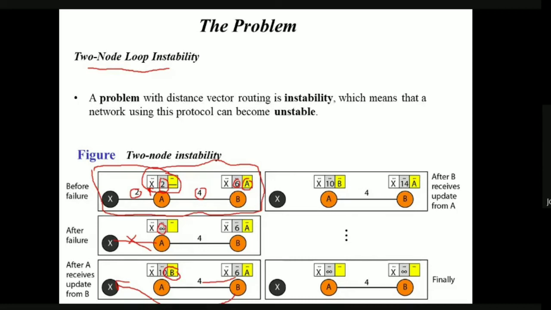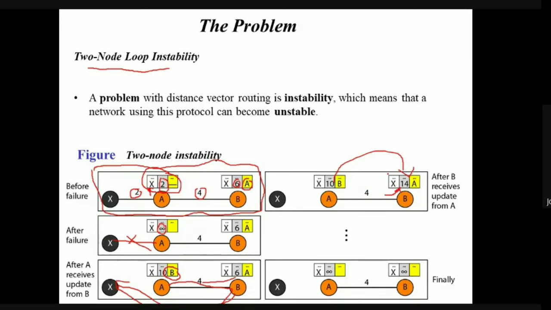So now what is A going to think? A can go to B and from B it can go to X with the distance of 10 units. But does A really go to X through B? Obviously, no. This is at one moment of time. For the next moment of time, again A is going to send its update. When A is going to send its update, already A can reach X with 10 units. Now, when it is sending the update to B, B again is going to update, because A can reach X with 10 units. So now B can reach X through A with 10 plus 4, meaning 14 units.